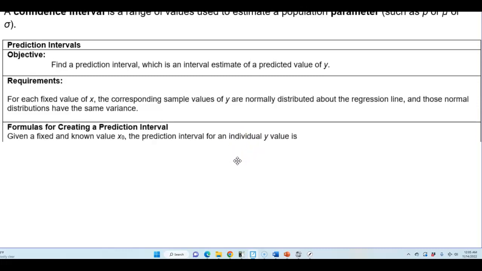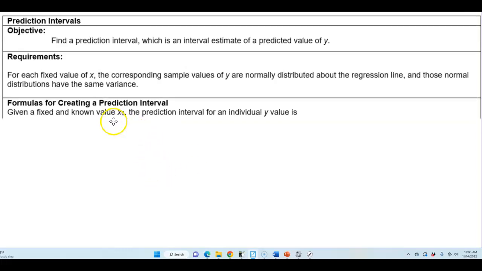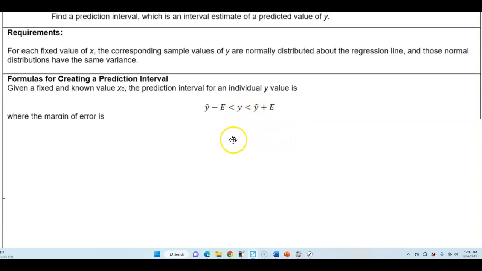Formulas for creating a prediction interval. Given a fixed and known value x, the prediction interval for an individual y value is the following. We take the predicted y value, subtract the margin of error for the lower limit, and then the predicted value plus the margin of error for the upper limit, where the margin of error is the following.